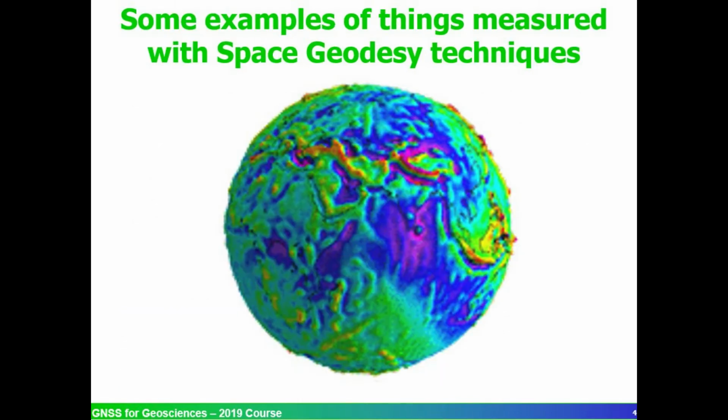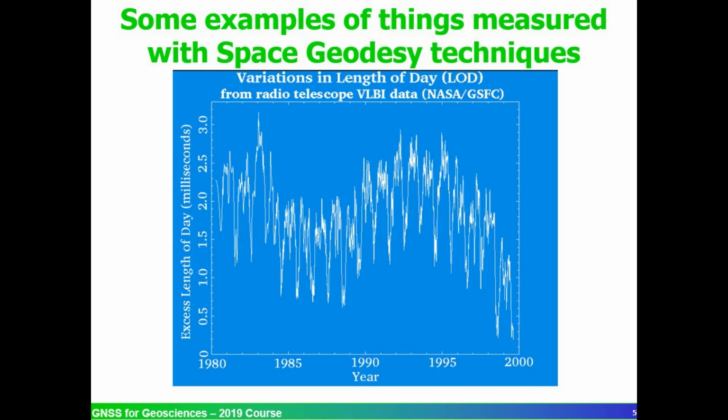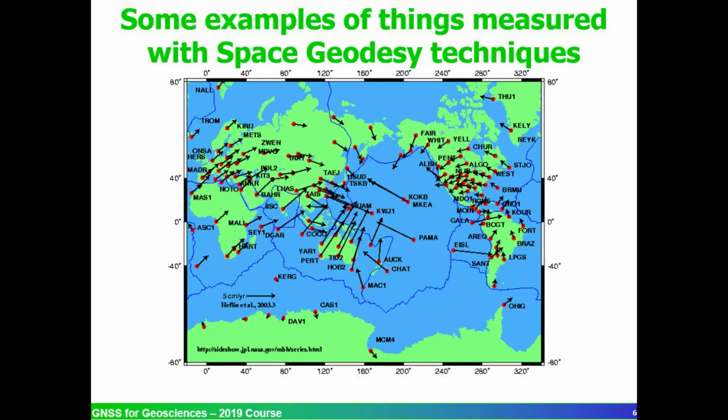Here are some examples of things measured with space geodesy techniques. Frequency spread by days in milliseconds for 20 years. Station motion vectors for the year.